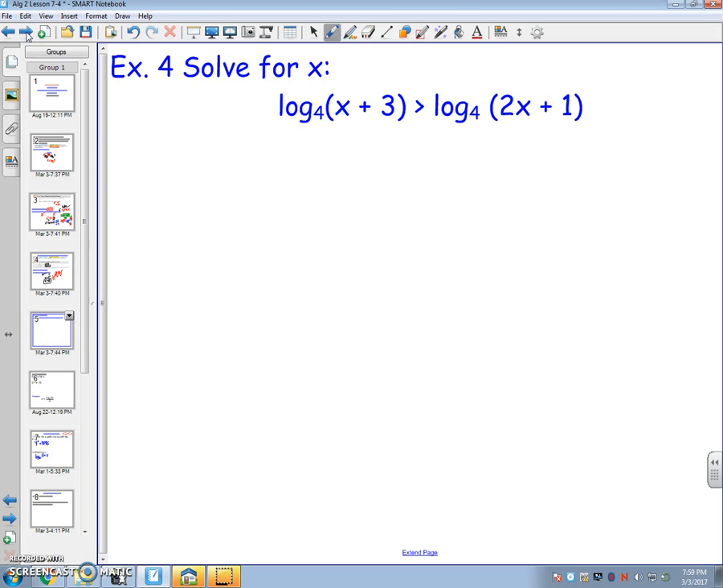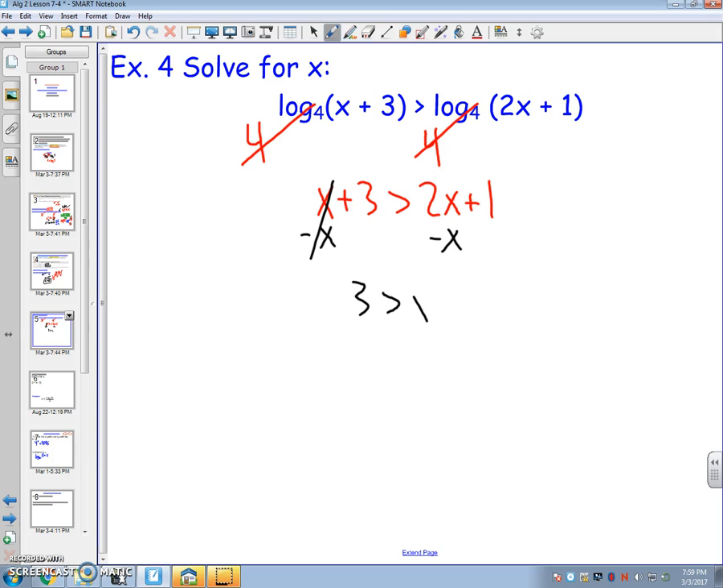Same idea. Solve the inequality. I want to get rid of the log 4 on both sides, so I'm going to exponentiate. Alright. And all I have left is x plus 3 is greater than 2x plus 1. That's not quadratic, so no need to do quadratic formula. Just solve for x, put x on one side. So 3 is bigger than x plus 1. Subtract 1. So 2 is bigger than x, or we like x on the left, so I'm going to say x is smaller than 2. So x has to be smaller than 2.